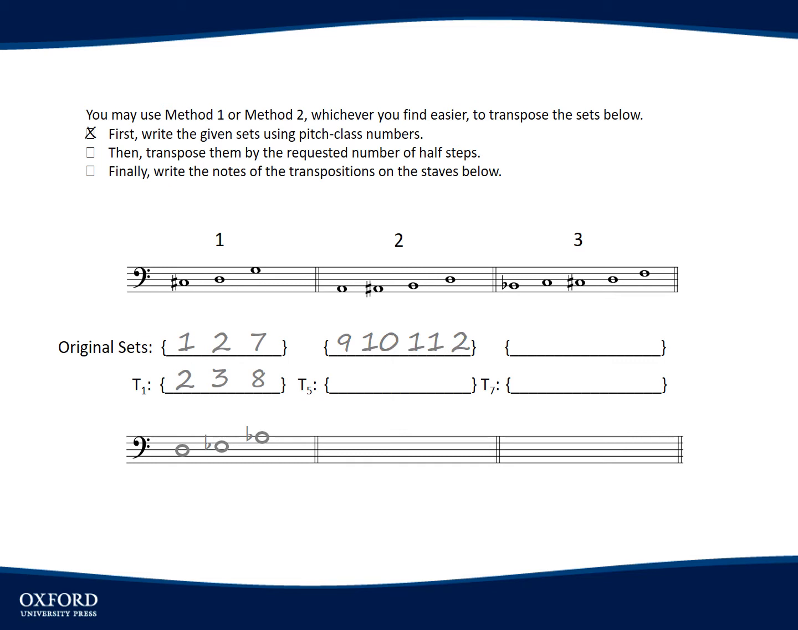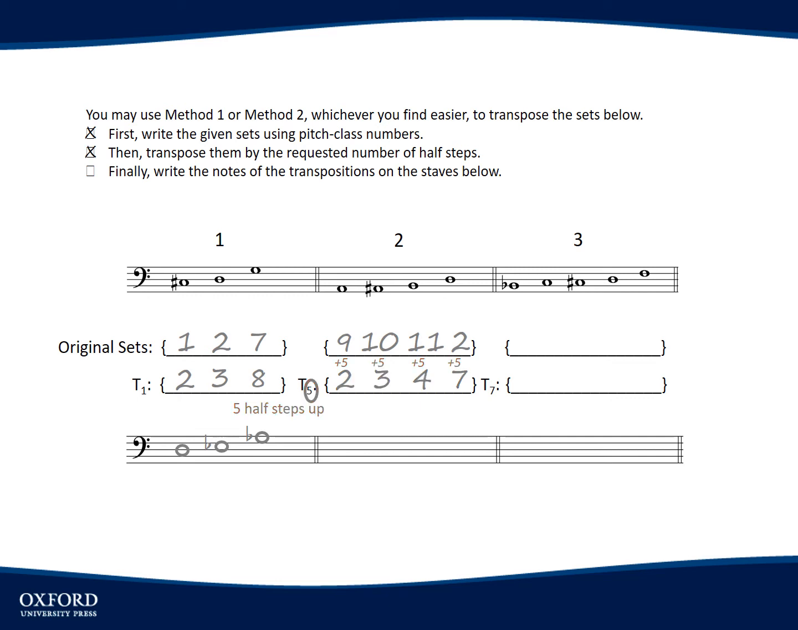For Step 2, we need to transpose up 5 half steps to find T5, so we'll add 5 to each number. 9 plus 5 in mod 12 is 2. Remember that a helpful trick for adding in mod 12 is to think of the numbers on the clock face. 10 plus 5 in mod 12 is 3. 11 plus 5 in mod 12 is 4. And 2 plus 5 is 7. This completes the second step.